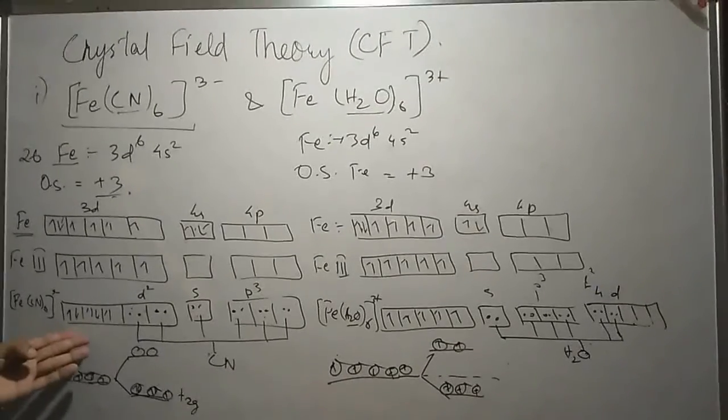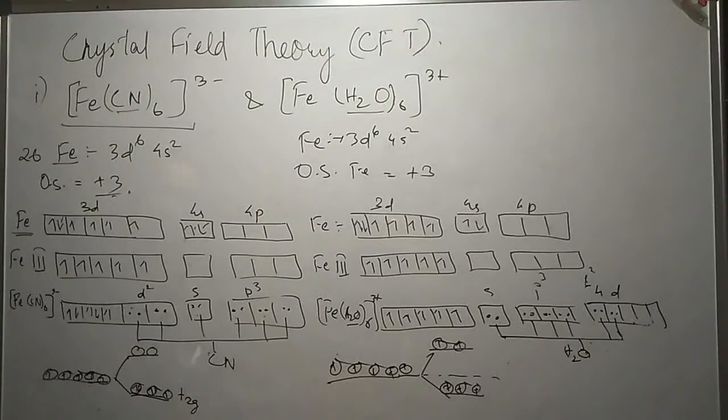Here both of them have unpaired electrons, that's why the magnetic property is paramagnetic for both of them. So I hope you are clear with this one.